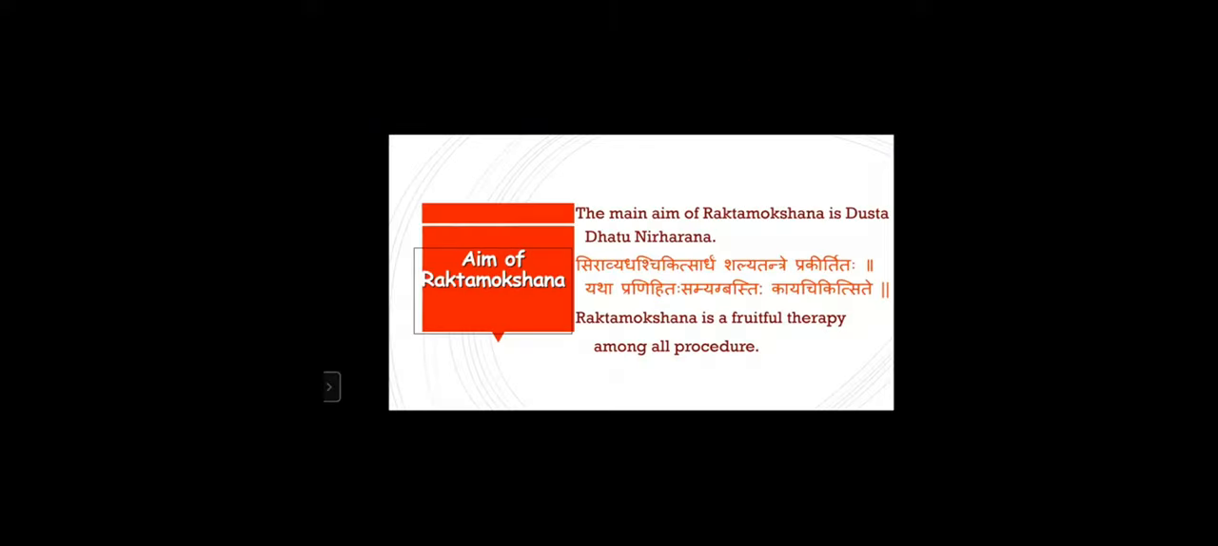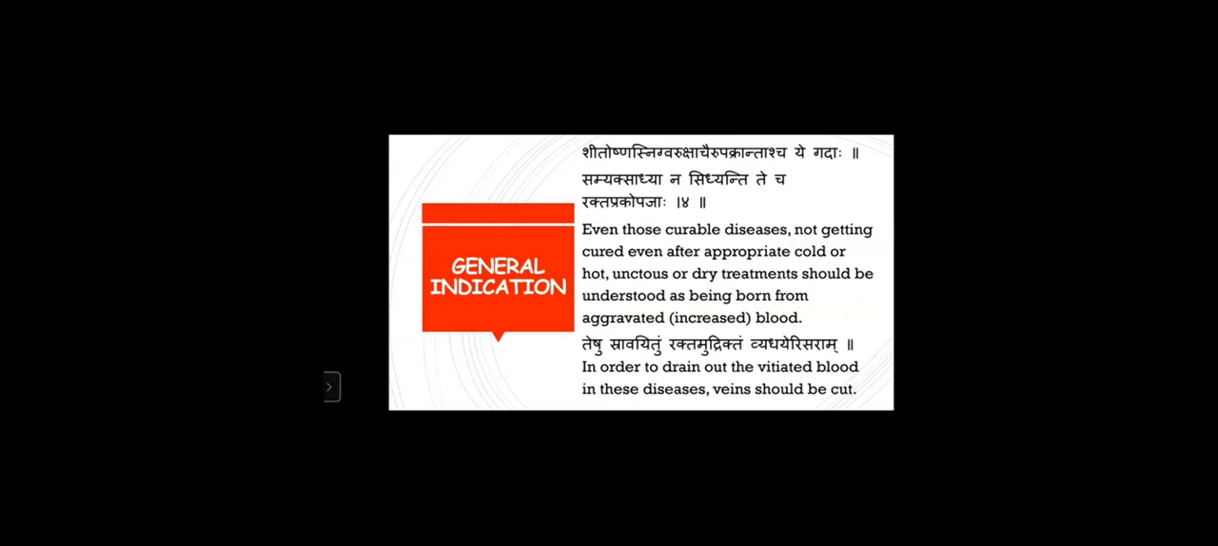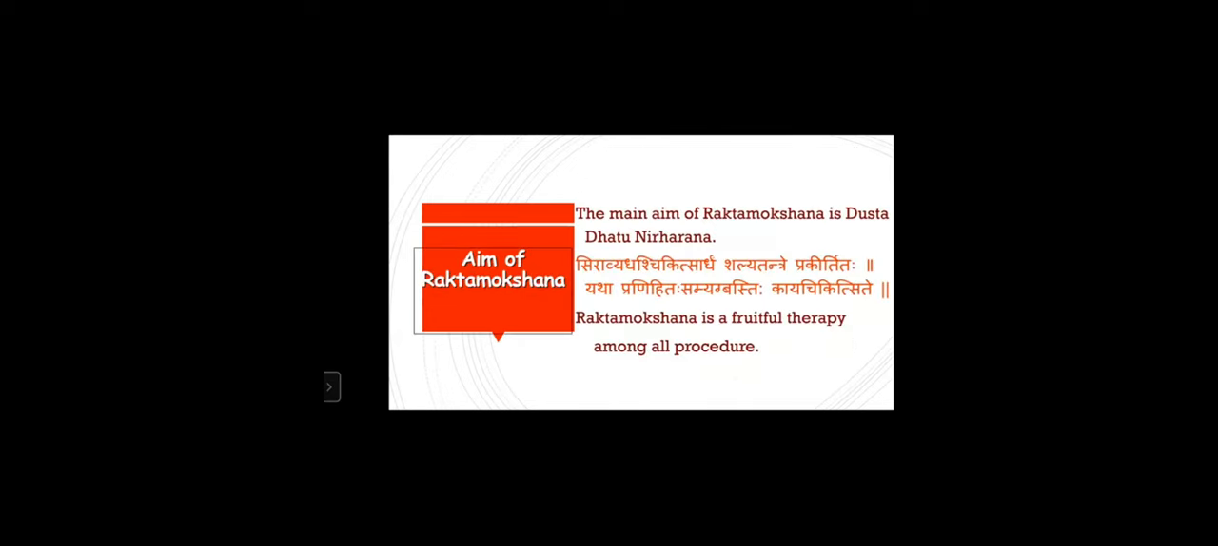Just let me rewind. Whenever we apply Sheeta, Ushna, Snigdha, Ruksha procedures and are not getting any relief, in that condition we have to understand that it is a Rakta Prakopaja Vyadhi, and then we will be doing Rakta Mokshana. It is important, it is half of the Chikitsa in Shalya Tantra, just like Basti is in Kaya Chikitsa. Siraveda Chikitsa Ardha Shalya Tantra Prathishtitaha, Yatha Pranihitaha Samyak Basti Kaya Chikitsiti.